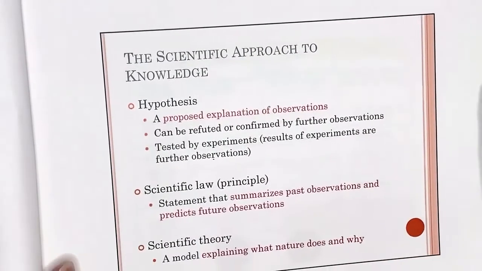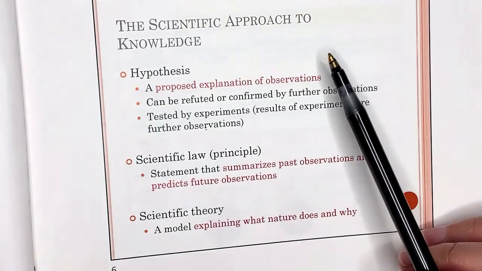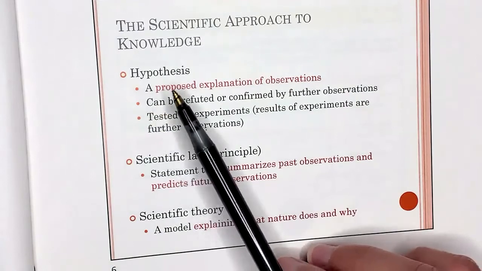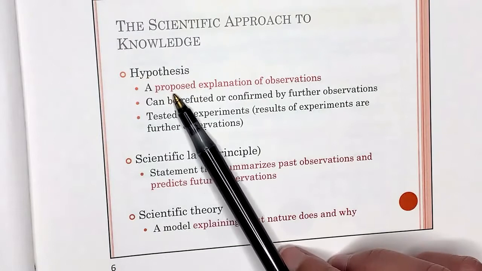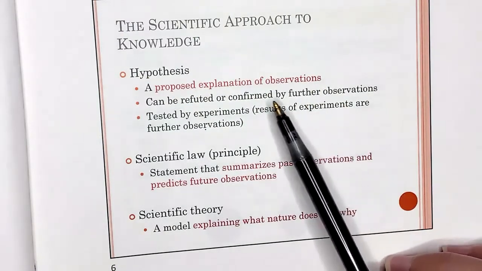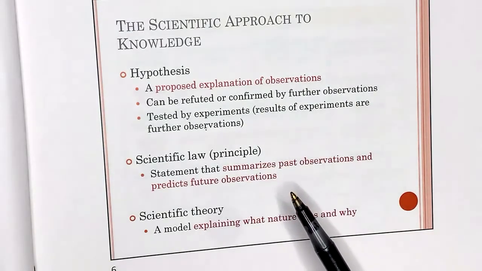Another thing we want to consider is the scientific approach to knowledge. I'm sure everyone's heard of this before, but let's go over the basic definition. The first step is we want to have a hypothesis, which is a proposed explanation of what our observations are. To test the hypothesis, we'll have to do experiments. And then you confirm if your hypothesis is correct or not.